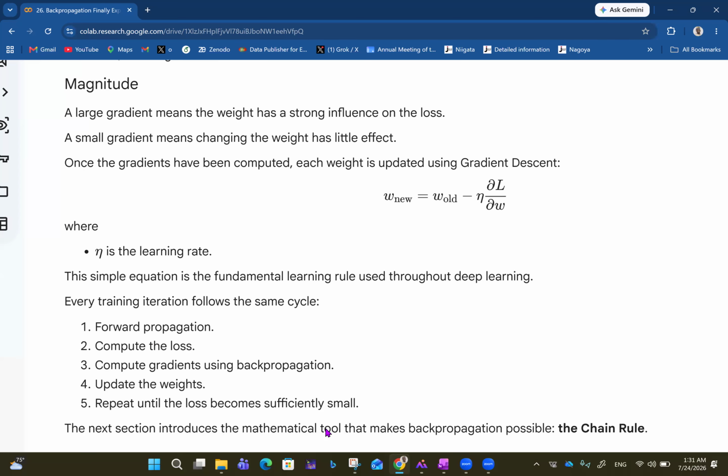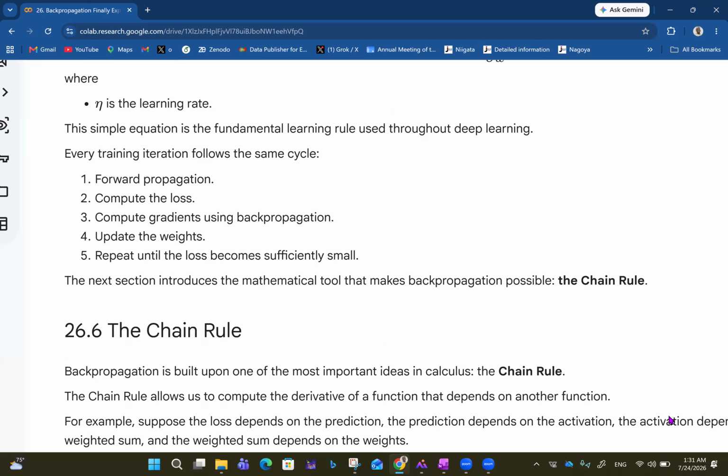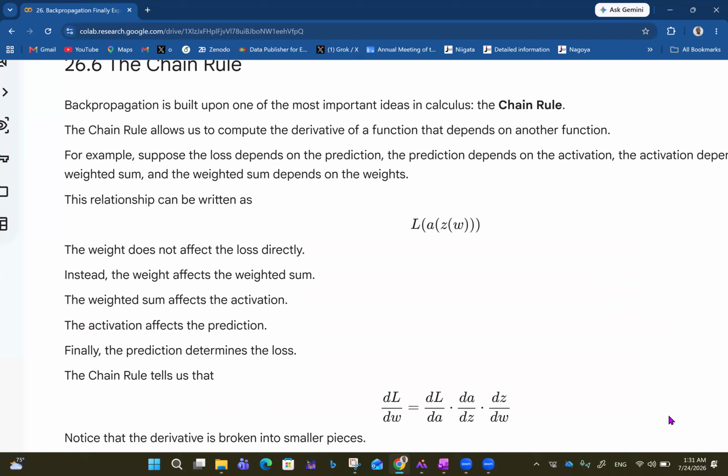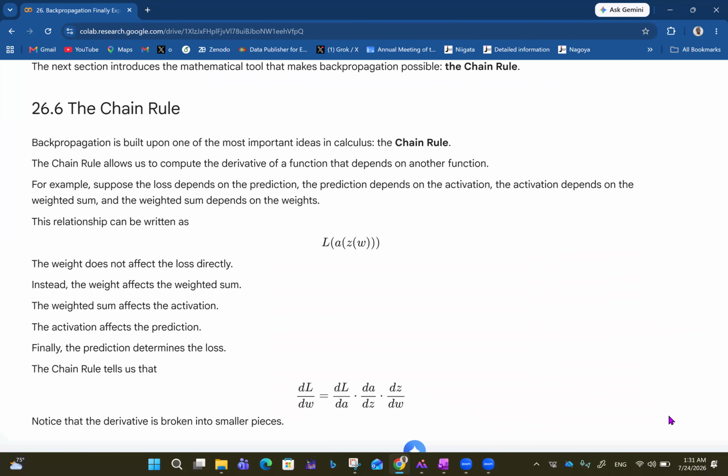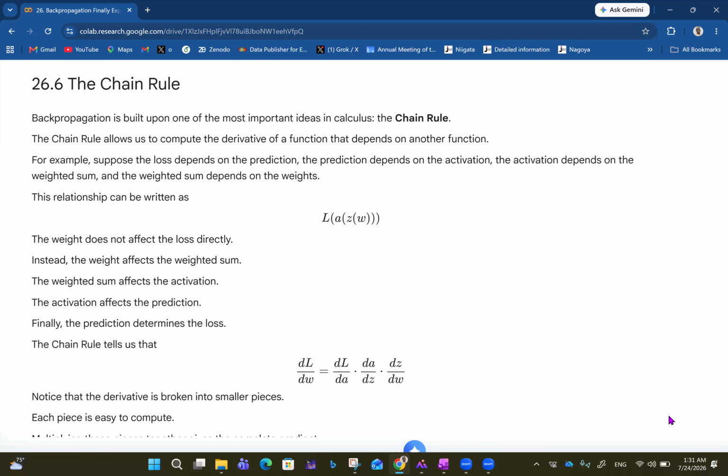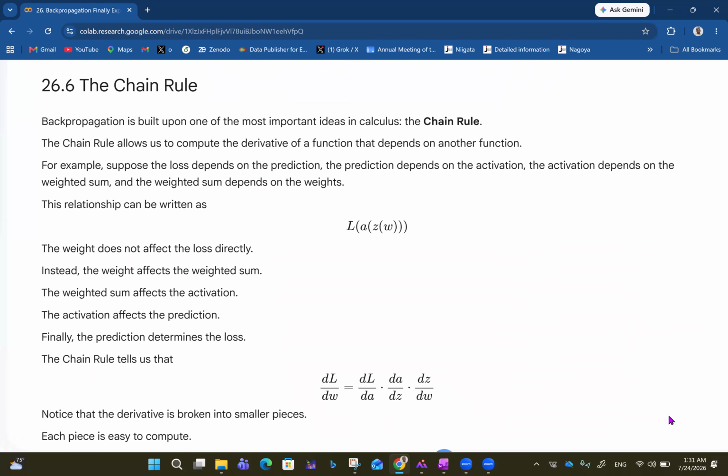So in the next section, this introduces the mathematical tool that makes backpropagation possible. Backpropagation is made possible due to what is known as the chain rule, which we had actually seen before in a video titled "The Tiny Rule that makes AI learn" or something like that. Backpropagation is built upon one of the most important ideas in calculus. So you see, very simple concepts here and there come together to form the gigantic AI we now talk about.